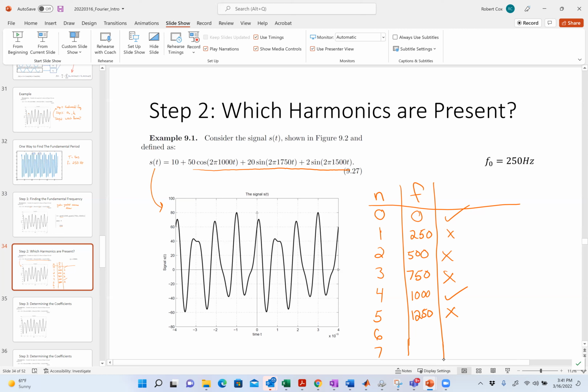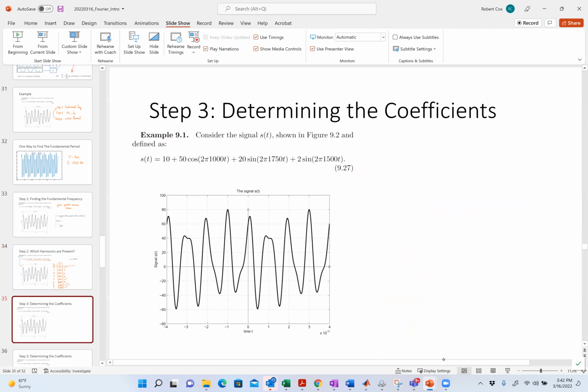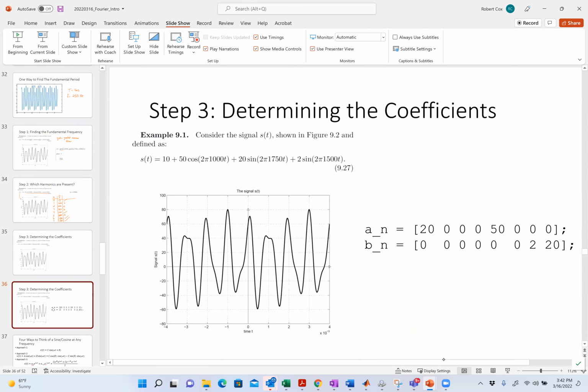So I have a 2 pi 1000, I have a 2 pi 1750, and a 2 pi 1500, right? So the sixth harmonic would be 1500. Do I have that? Yes. All right. My seventh harmonic is 1750. Do I have that? Yes. All right. Now the question would be, what are the amplitudes at those frequencies?